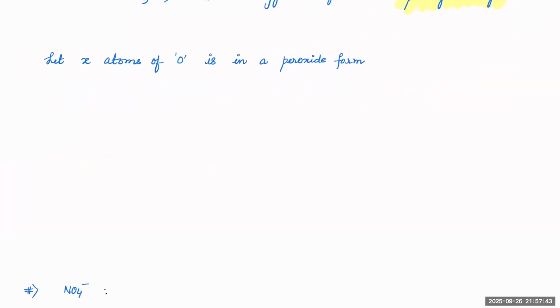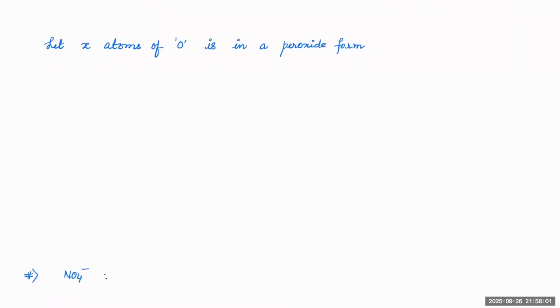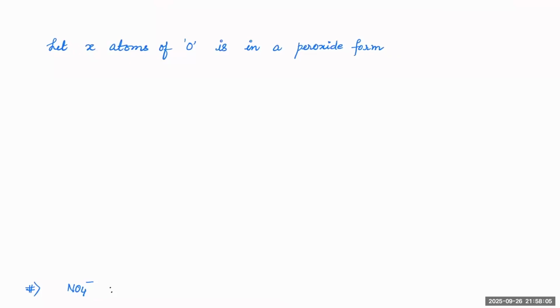Right. Now notice, if I say there are X atoms of oxygen in the peroxide form, suppose there are X amount of oxygens present in a peroxide form, then how do we figure out how many peroxy groups we have? See, then what you do, keep doing along with me, everybody. Check.